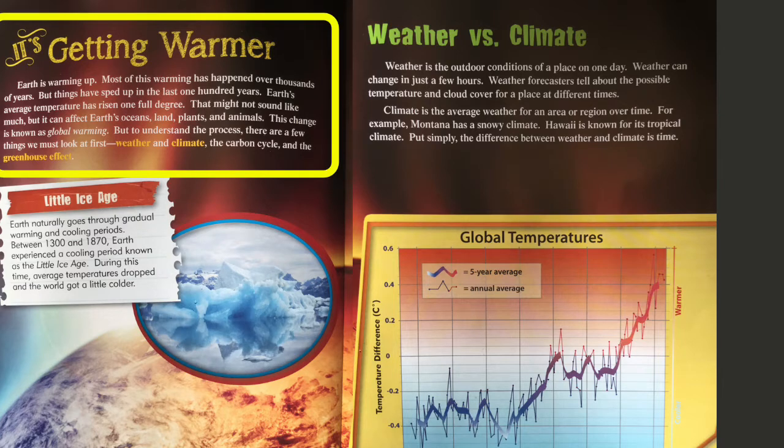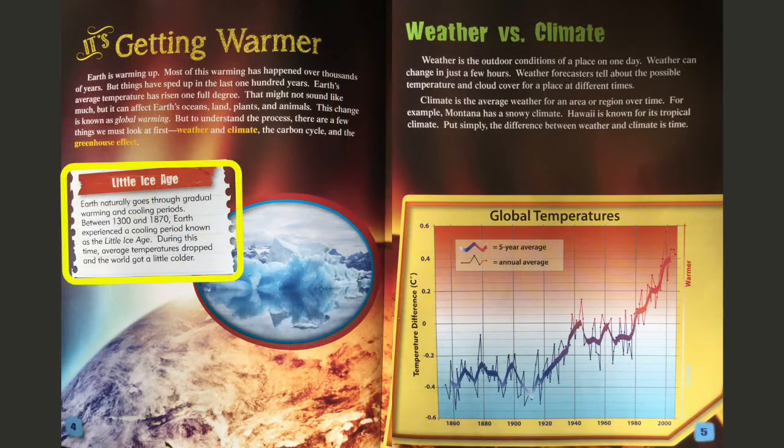But to understand the process, there are a few things we must look at first: climate and weather, the carbon cycle, and the greenhouse effect. Little Ice Age. Earth naturally goes through gradual warming and cooling periods. Between 1300 and 1870, Earth experienced a cooling period known as the Little Ice Age. During this time, average temperature dropped and the world got a little colder.